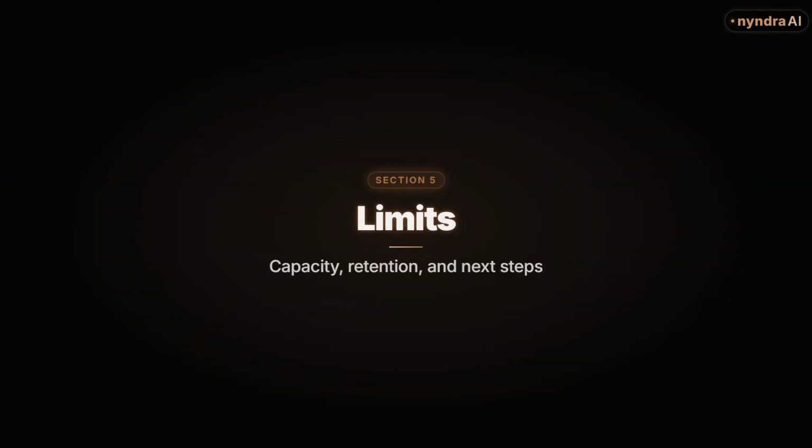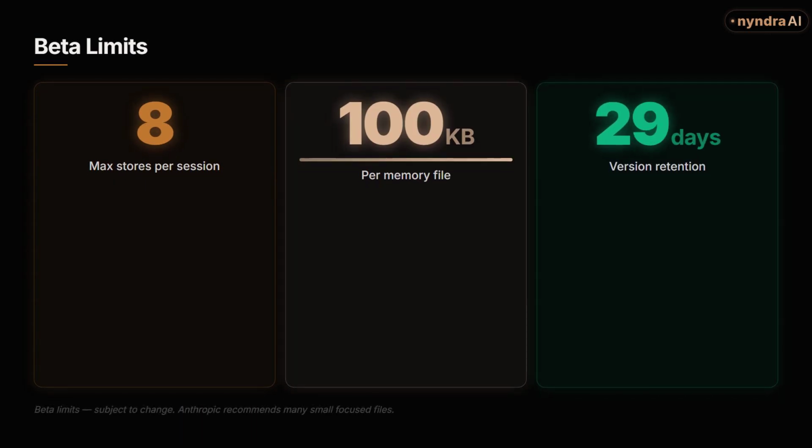Limits and what to build next. 3 limits from Anthropic's beta docs you should know before you build. 8 memory stores maximum per session. 100 kilobytes, about 25,000 tokens, per individual memory file. And 30 days for version retention. The docs recommend structuring memory as many small, focused files, not a few large ones.